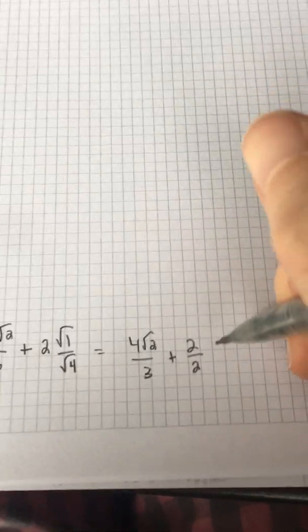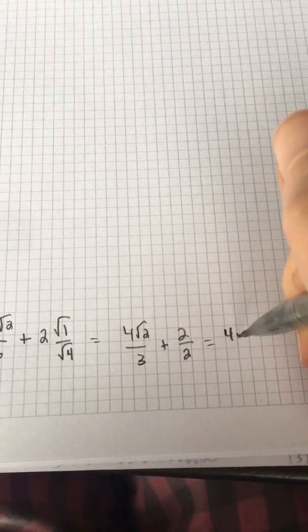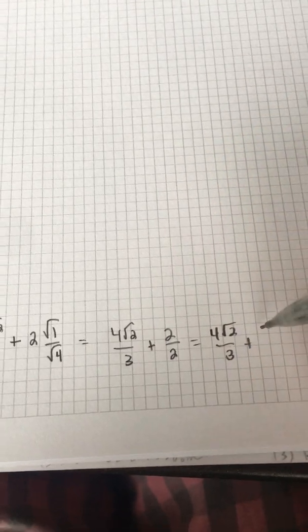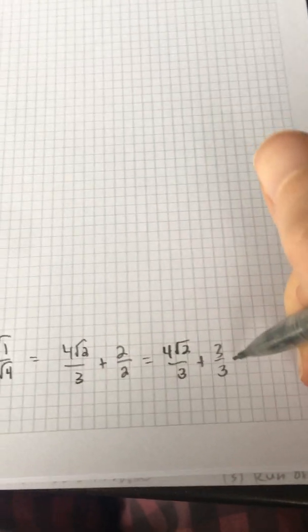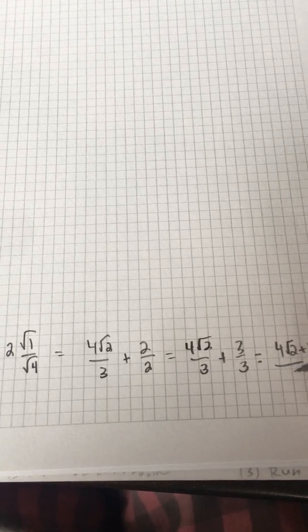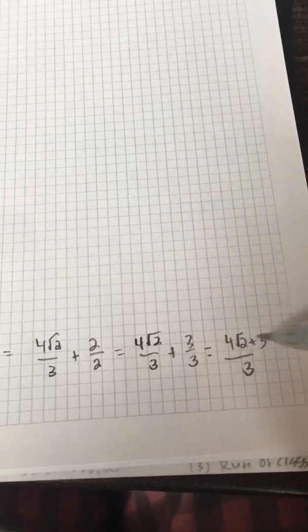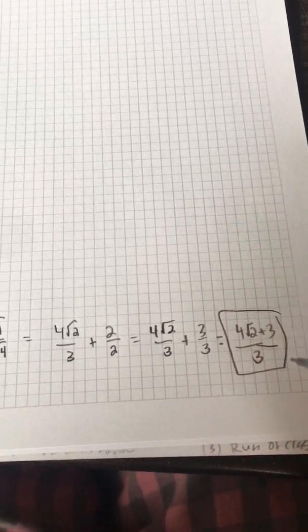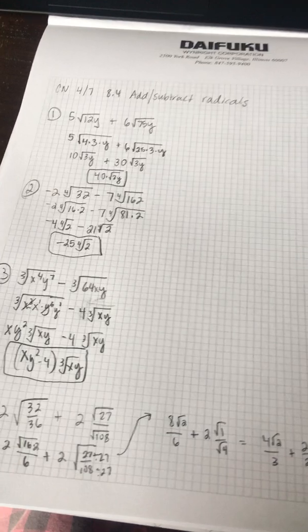And so if I want to write this as 1 fraction, I'm actually going to write the 1 as 3 over 3. So then I could say my final answer is 4 root 2 plus 3 over 3. Final answer. Those are not like radicals, so we can't add the 4 and the 3. Please don't add the 4 and the 3. They are not like. Okay, those are our 4 examples for today.